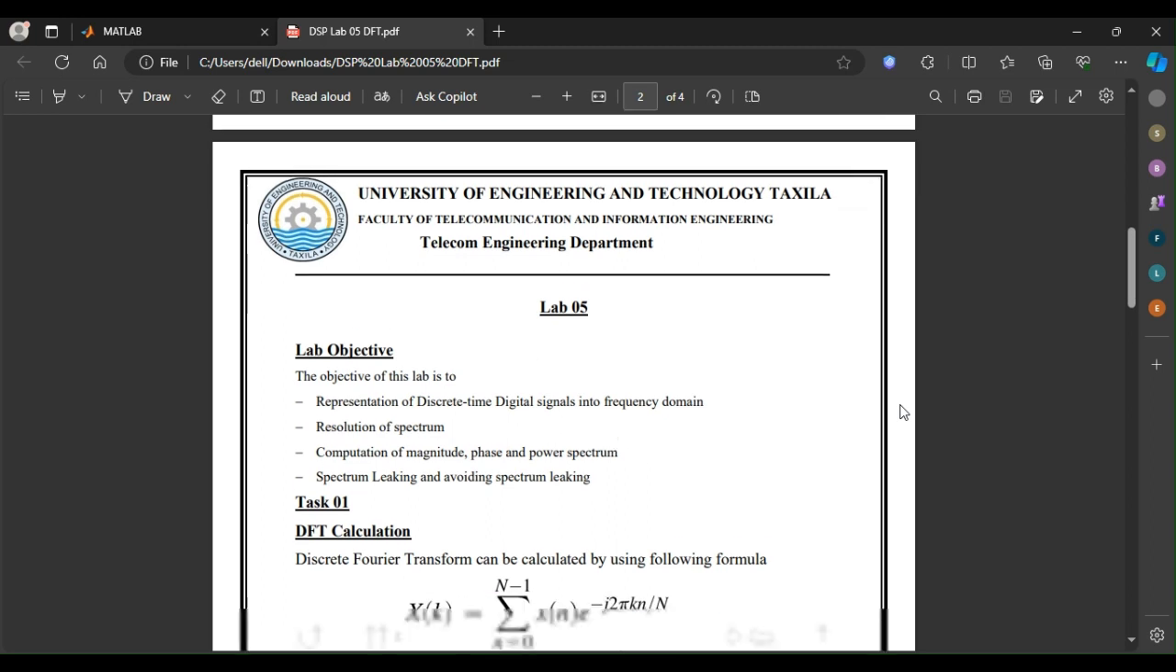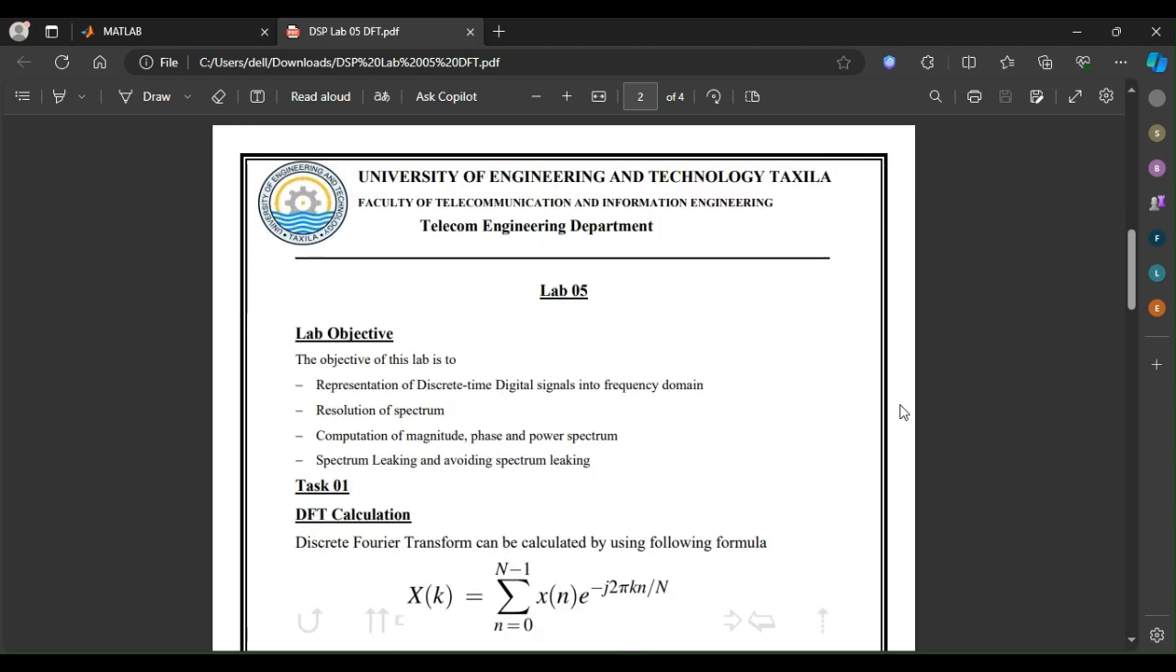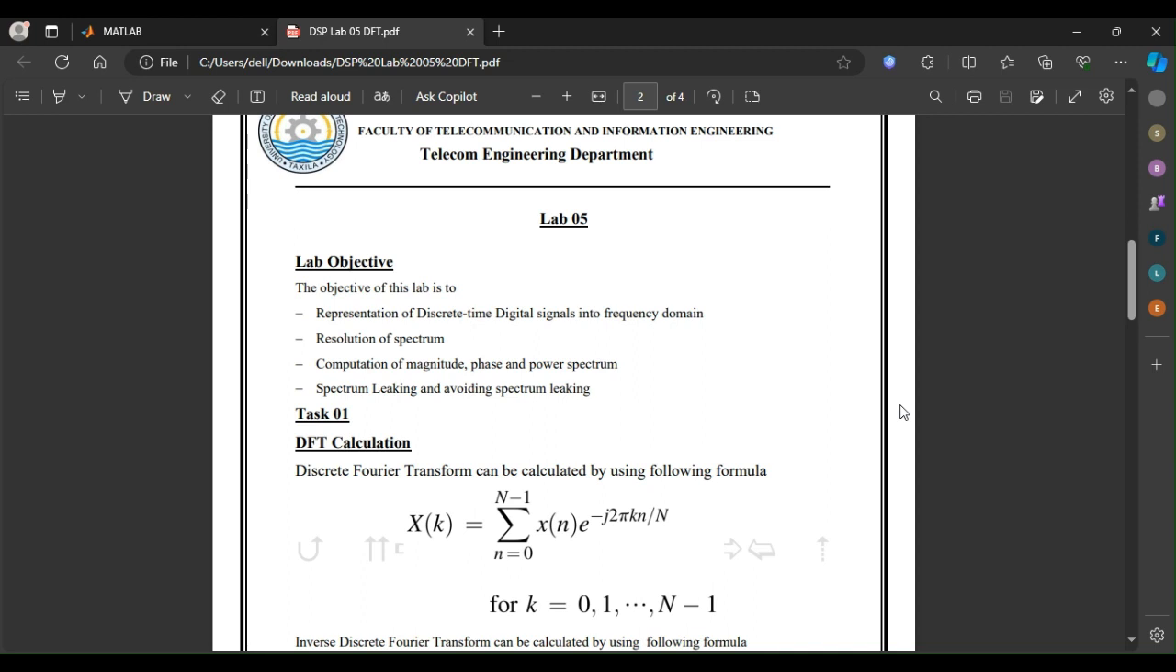So moving to our task one, discrete Fourier transform calculation. Basically, a discrete Fourier transform converts a signal from the time domain into the frequency domain. It has various applications like in communication systems, signal processing, image processing, and many more, where understanding the frequency characteristics of a signal is important for analysis and processing.